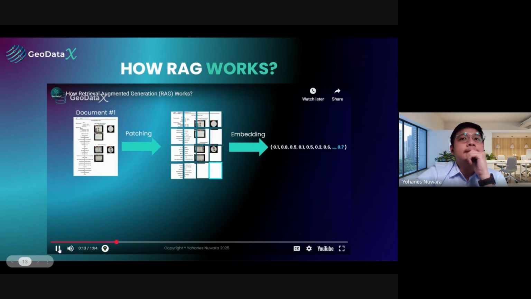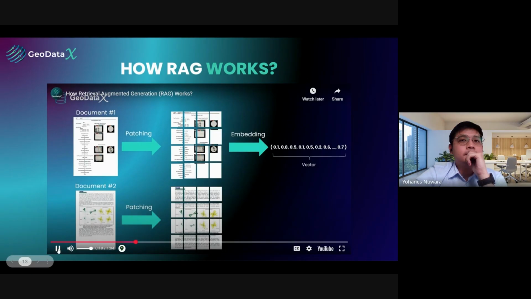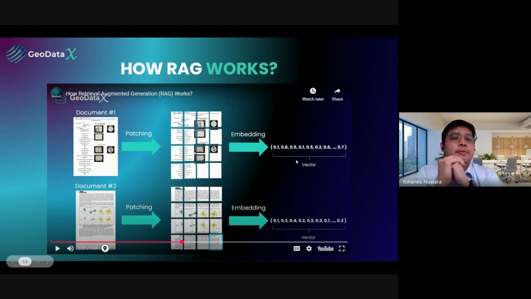Here we have 16 patches, so we have 16 numbers. This process continues to the second document. These numbers, altogether, make up a vector which is called the document embedding. So from these two documents, we will have two embeddings, right? So we have two vectors. And from these two vectors, next we will compare which vector is most similar to my question.